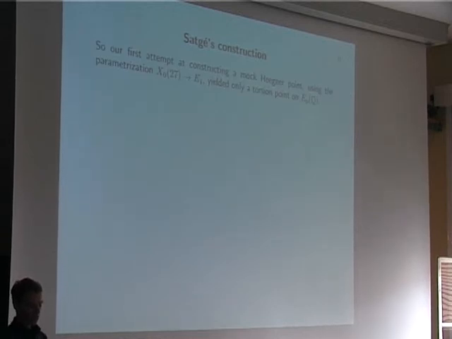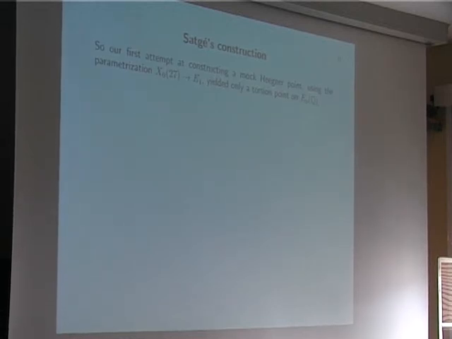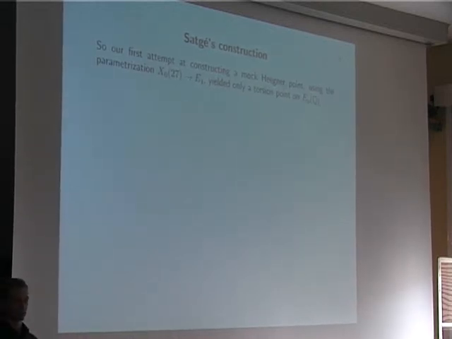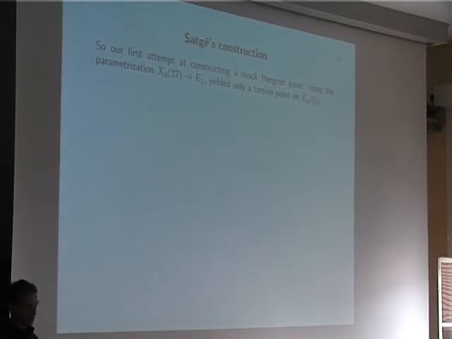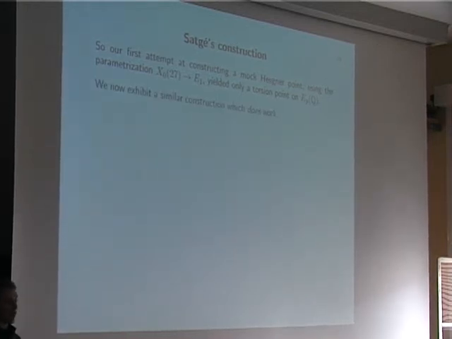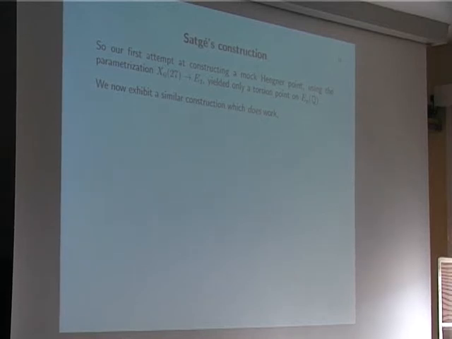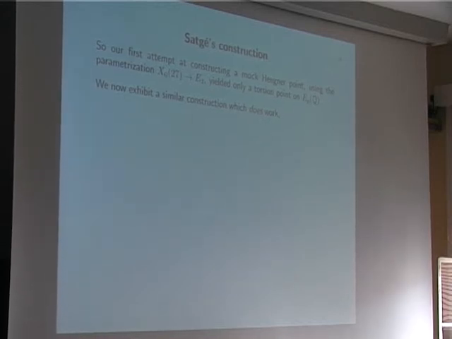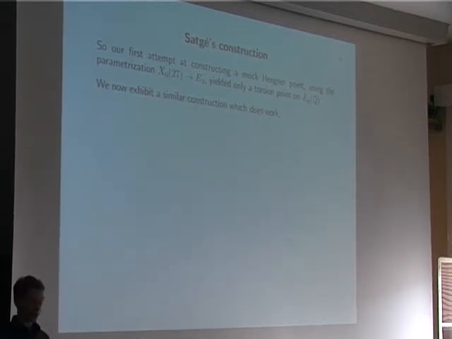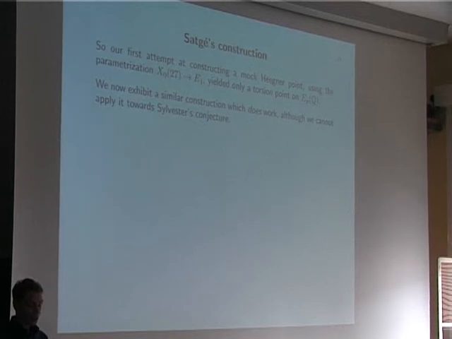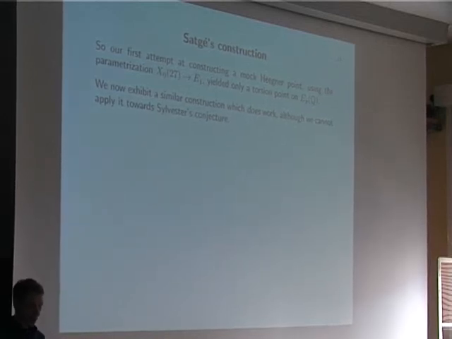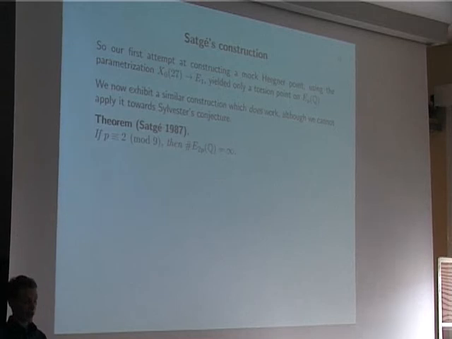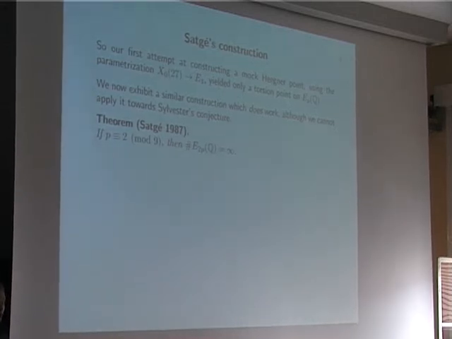OK, so in our first attempt at constructing a mock Heegner point using this modular parameterization, which was the first thing that we thought of, we only got a torsion point, which is a major bummer. OK, so now I'm going to show you a construction that really does work to try to motivate why we should study mock Heegner points in the first place. So it does work, but it has very little to do with Sylvester's conjecture, unfortunately. But here's the statement anyways. This was proven by Satgé in 1987.